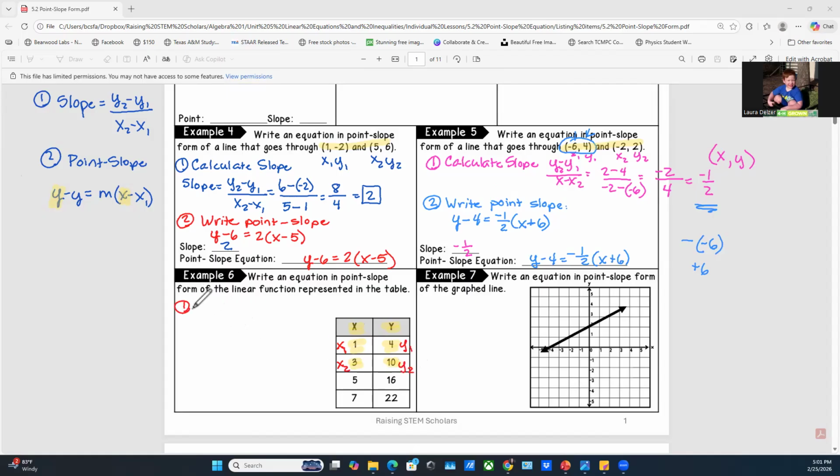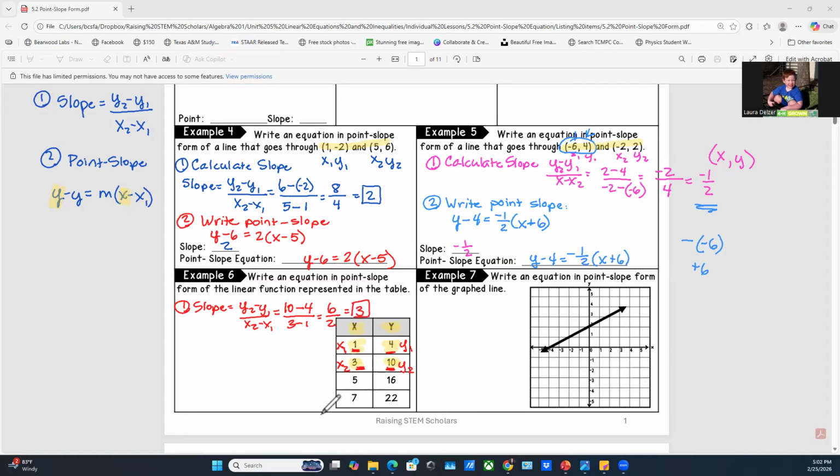So my first step is I'm going to calculate slope. And it's y2 minus y1 divided by x2 minus x1. My y2 is this 10 minus my y1, which is 4. My x2 is 3. My x1 is 1. 10 minus 4 is 6. 3 minus 1 is 2. This is going to simplify to 3. Okay, so that is my slope.